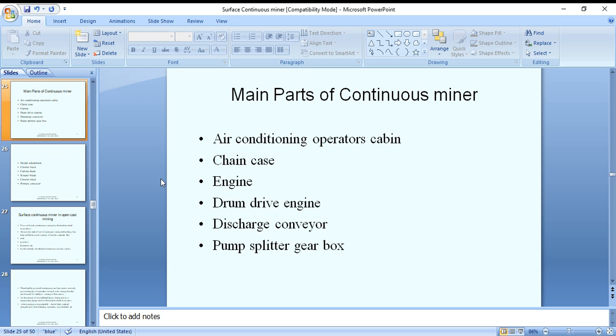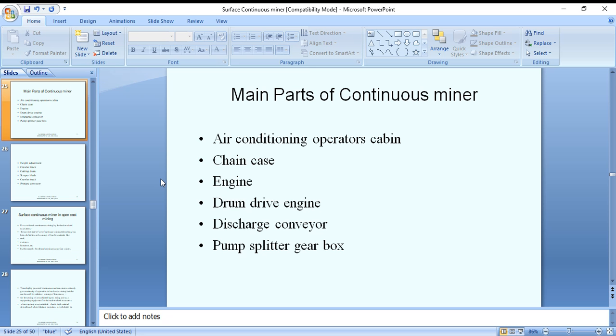Now, another main part is the air conditioned operator's cabin. That is also important for the operator, a key element as far as efficiency is concerned, because crores of rupees worth of equipment will be handled by one person. If the person is not in the right position, many machines will run into problems and efficiency will fall. So you have to give good, comfortable conditions to the operator and the operator cabin. The air conditioned operator's cabin is an important section.